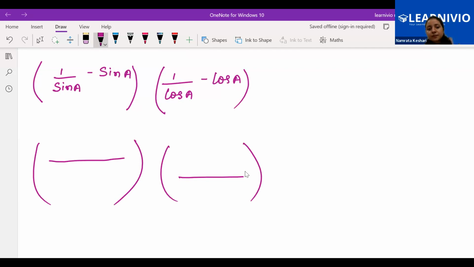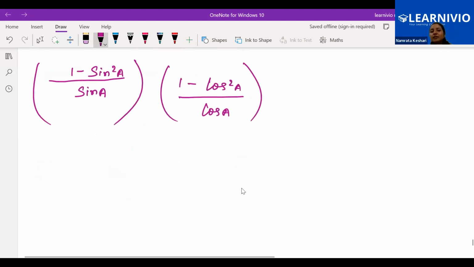Can we? Yes. What will be the LCM in the first bracket? Who will say? Sin A. And what are we going to have in the numerator's part? 1 minus sin square. Exactly. And here 1 minus cos square by cos A. Now still it looks like we can go ahead one more step. What can be written over here? Who will say? 1 minus sin square can be written as cos square A.